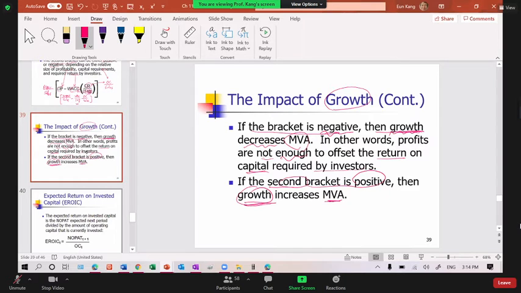Many people make mistakes in the exam, like multiple choice conceptual questions. MVA will increase if G increases. That's wrong, right? Sometimes that's correct, sometimes that's wrong. So that's wrong. It has to be correct all the time, then it's correct, right?